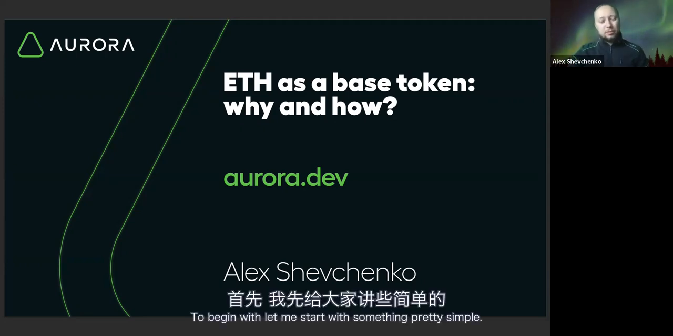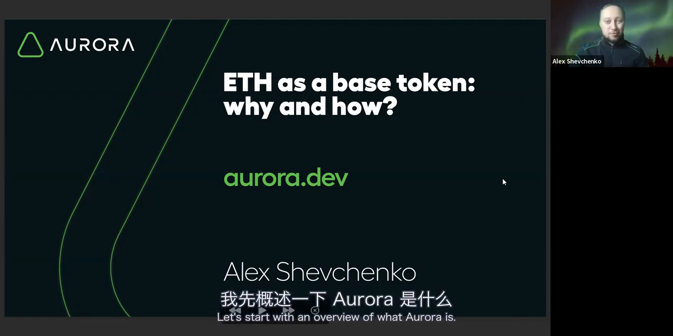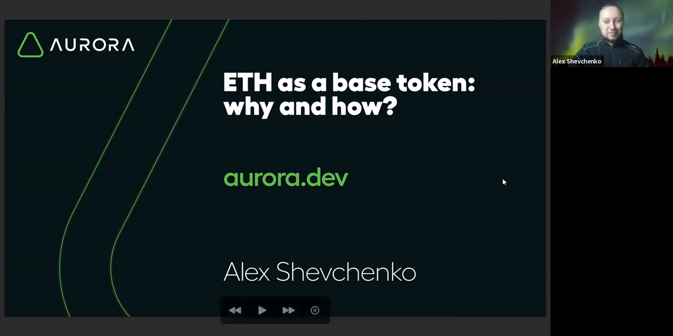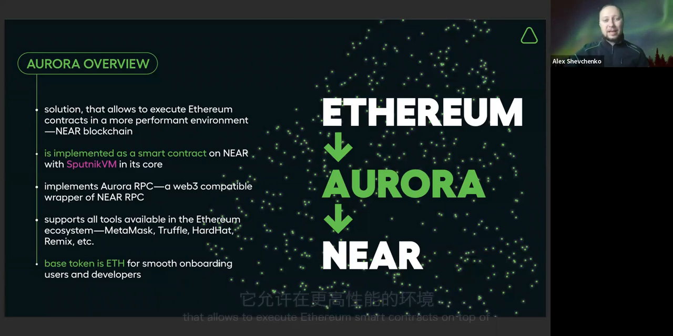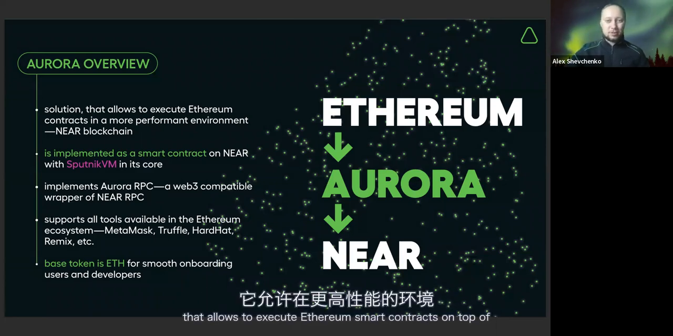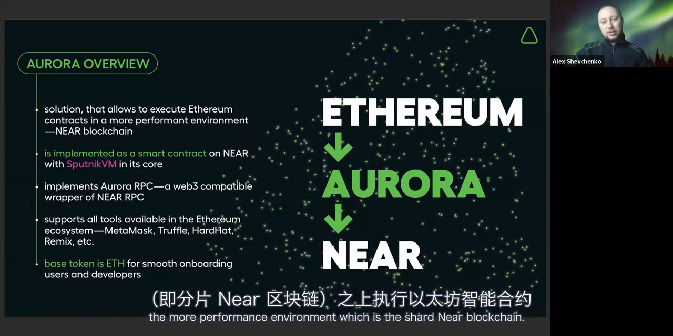So to begin with, let me start with something pretty simple. Let's start with an overview of what Aurora is. Essentially, in a nutshell, Aurora is a solution that allows to execute Ethereum smart contracts on top of a more performant environment, which is the sharded Near blockchain.